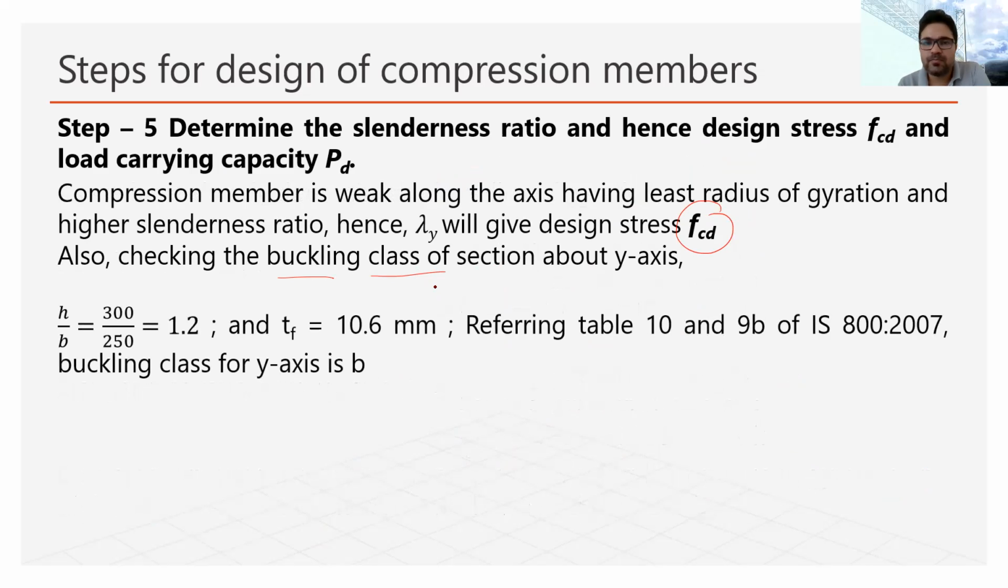Based on table 10, we will find the H by B ratio, which equals 1.2, and then the flange thickness TF, which is 10.6. If H by B is more than 1.2 and TF is less than or equal to 40 mm, then it belongs to buckling class B. Here it is exactly 1.2, but still, as the thickness of the flange is less than 40 mm, we can adopt our buckling class as B. I will show you that in the table also, how I am doing that.